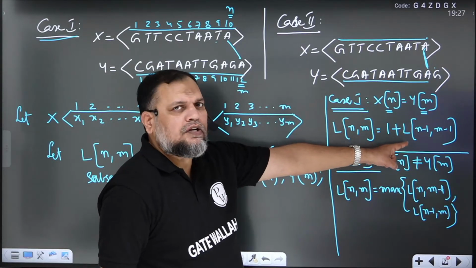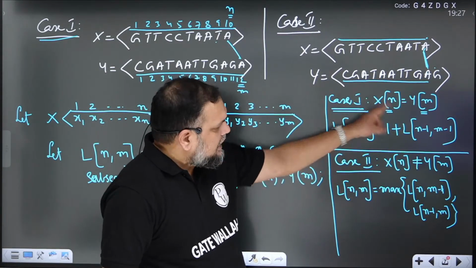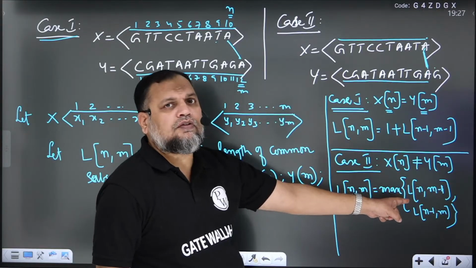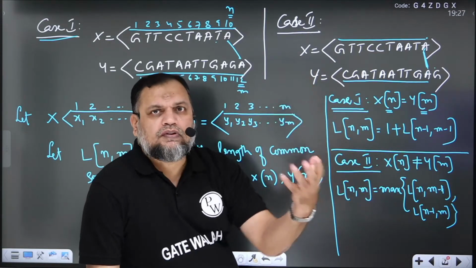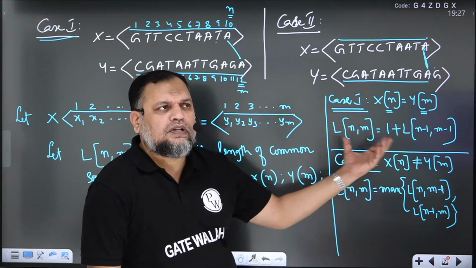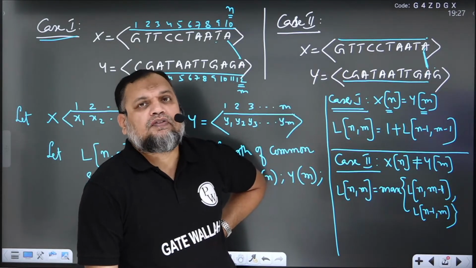L is computed again in terms of L, right? With a smaller number of characters, the string getting shorter. So therefore the optimal substructure property is very well satisfied.